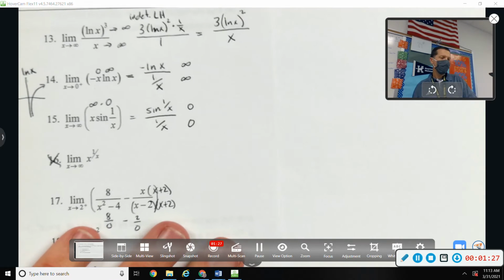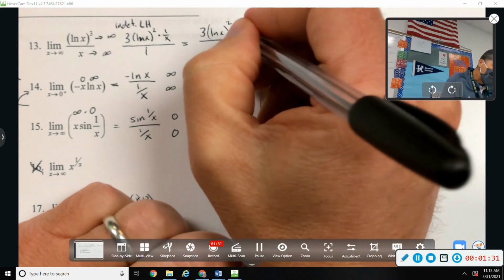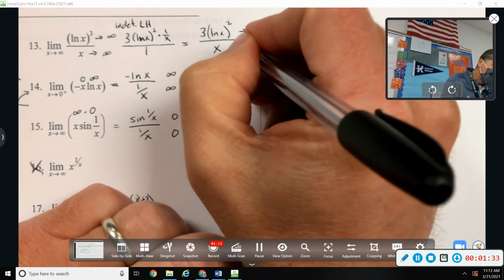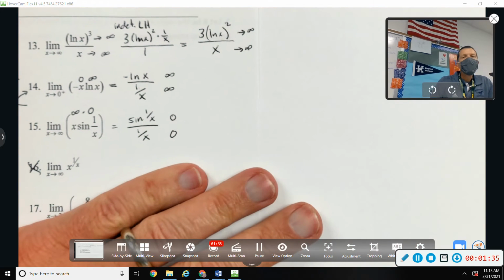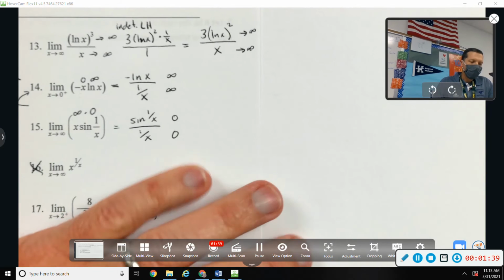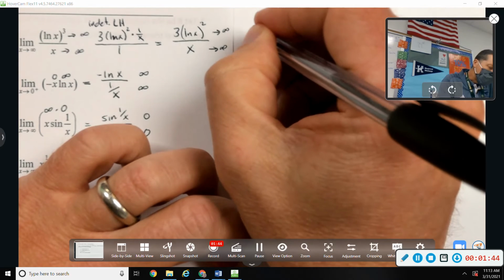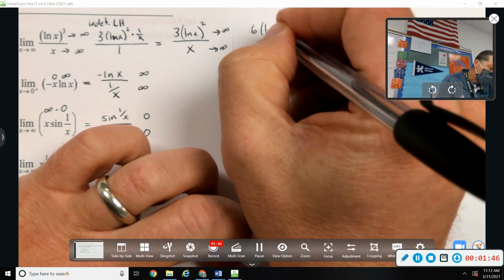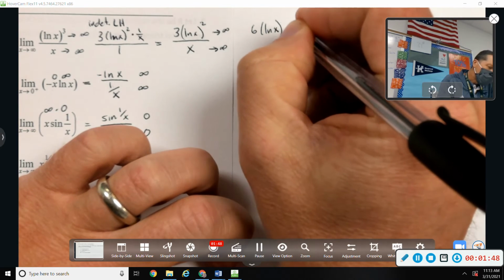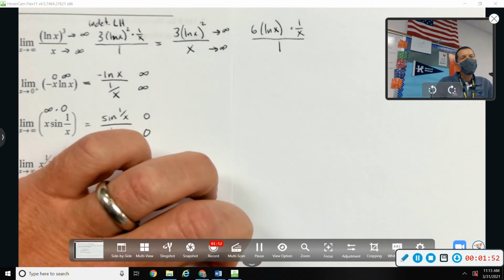Well, this is the same thing we just did a minute ago, except it's squared instead of cubed, but I'm still headed toward infinity over infinity. So let's take another derivative. So that would be 6 times natural log of x to the first times 1 over x, all over 1.